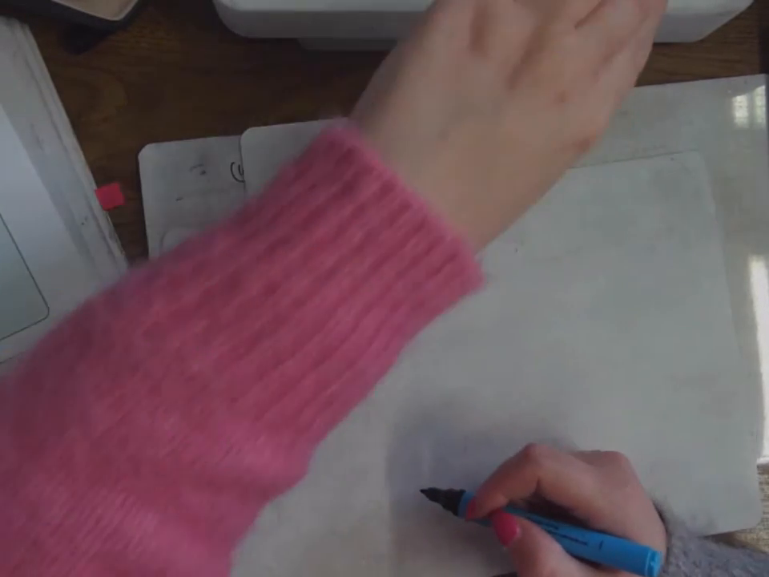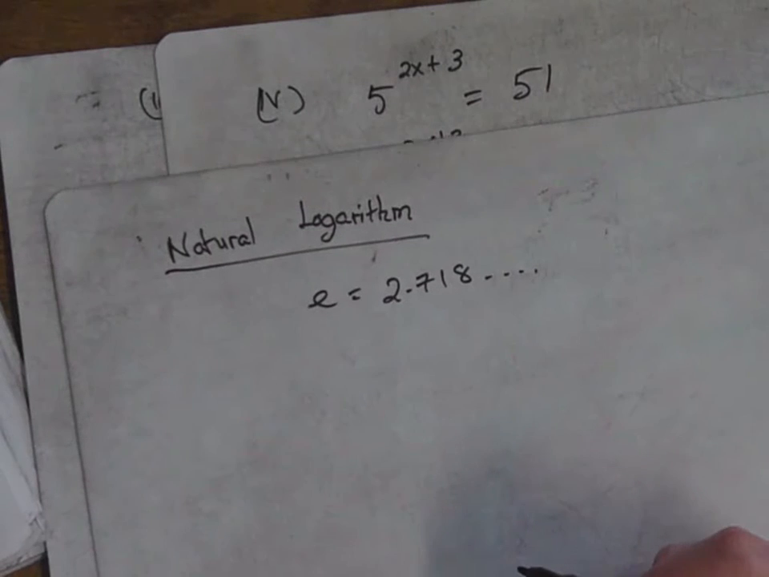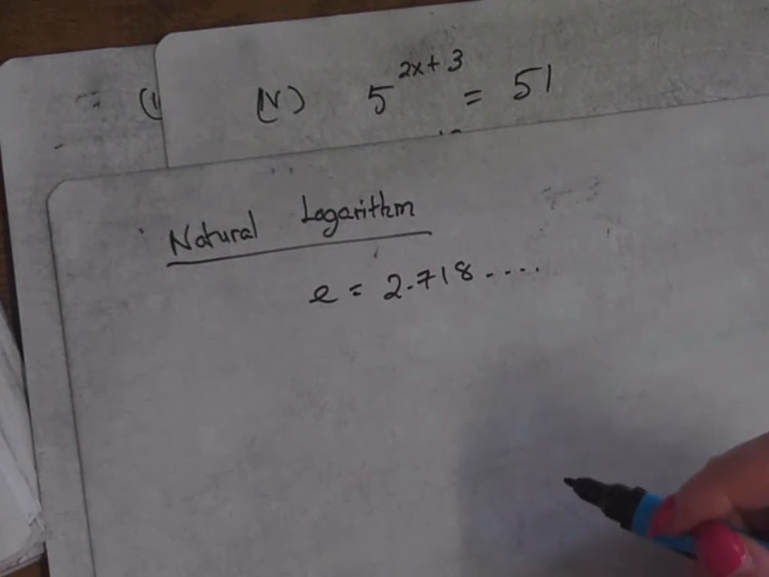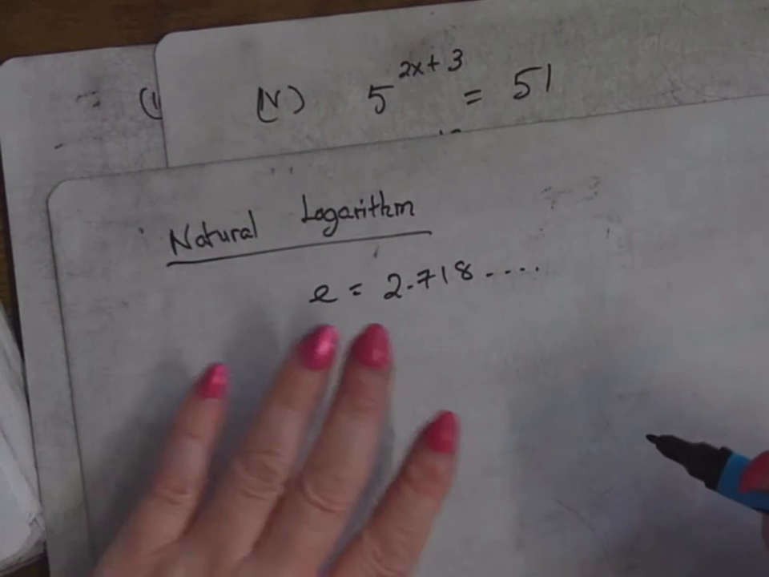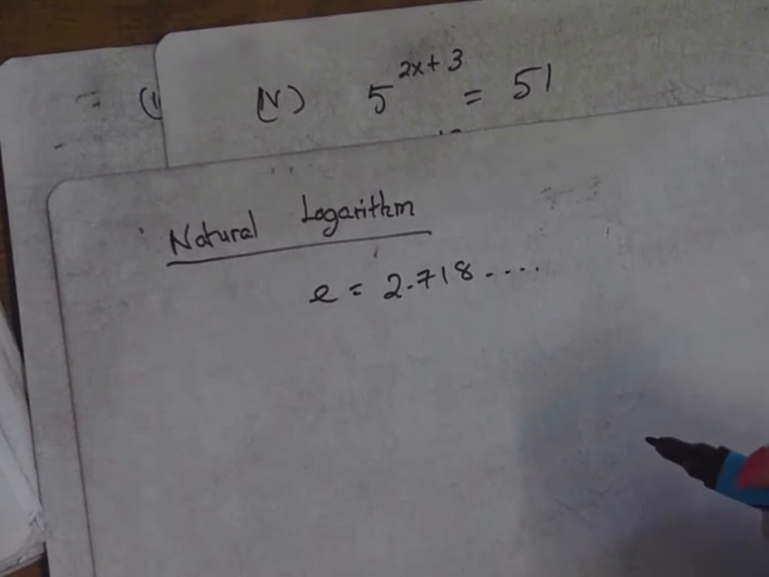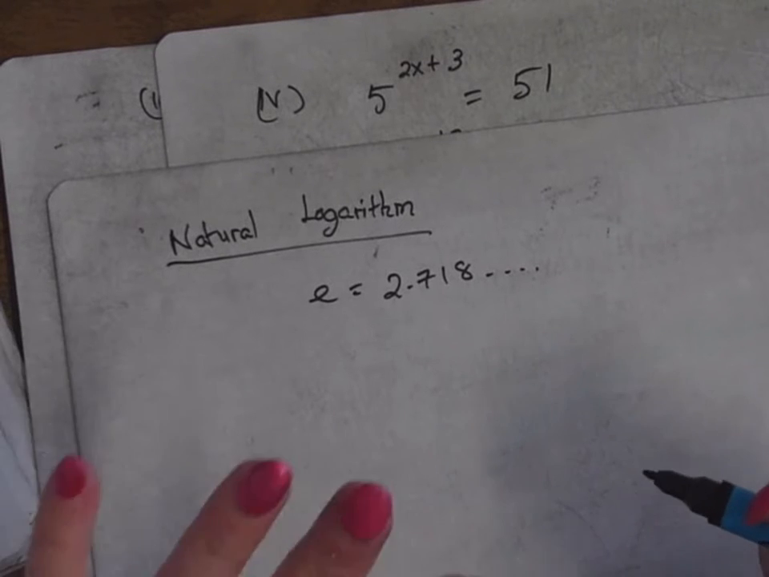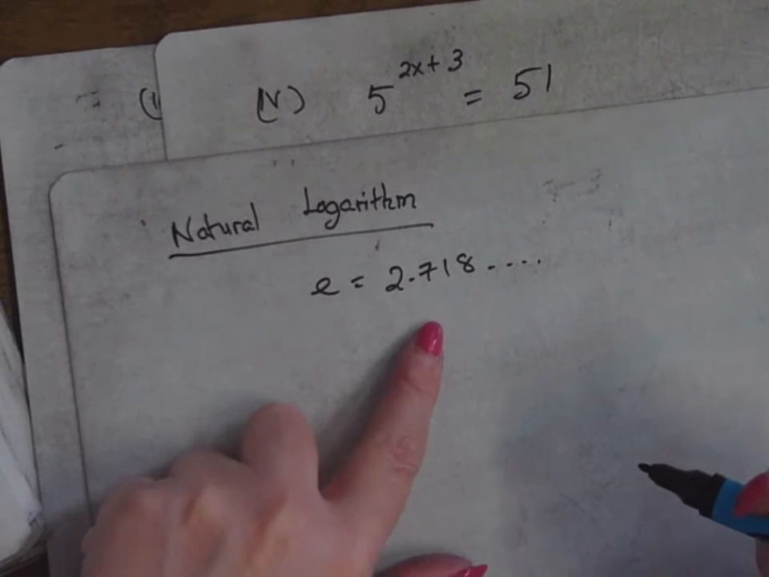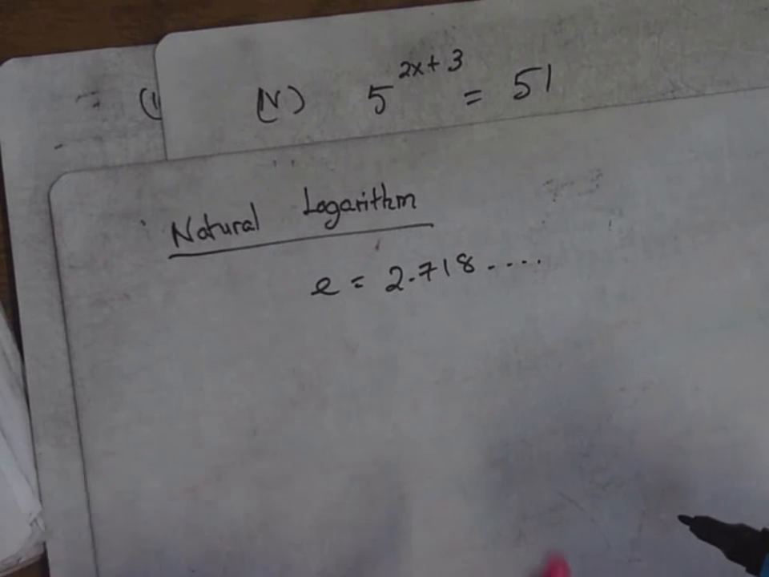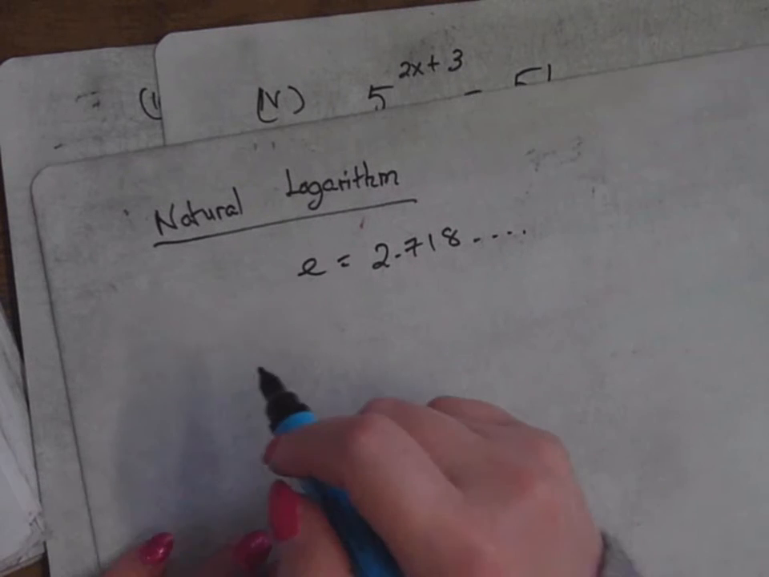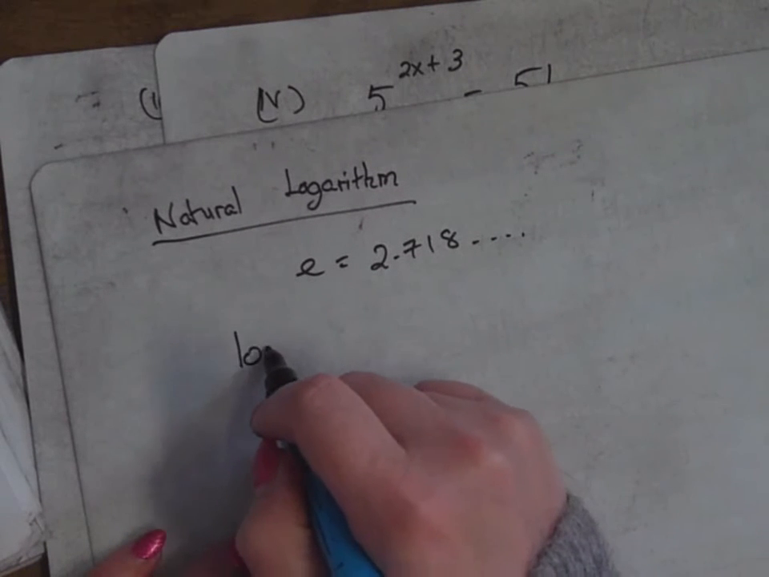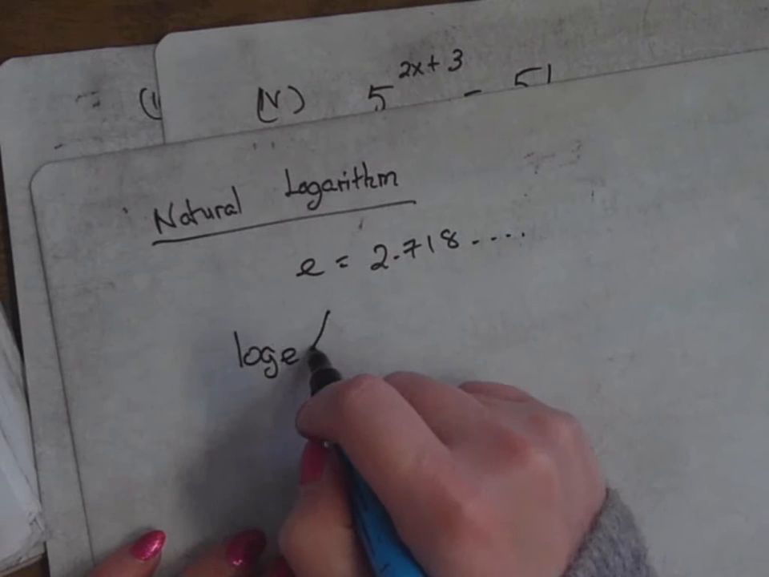Pi is 3.14 and it goes on forever. So this is just another constant that mathematicians kept discovering when they were doing all the maths on earthquakes and volcanoes and whatever, when they started doing equations for when they erupt and how they predict them. This was another constant that came up. And they call it log to the base e, of any number.